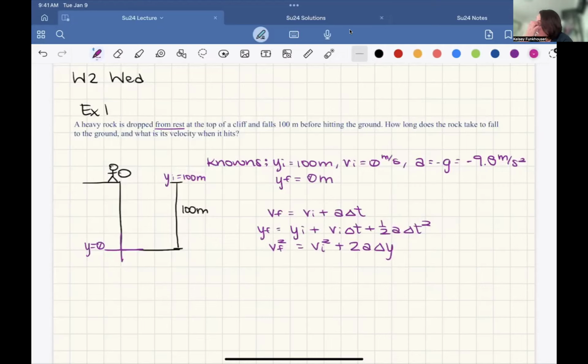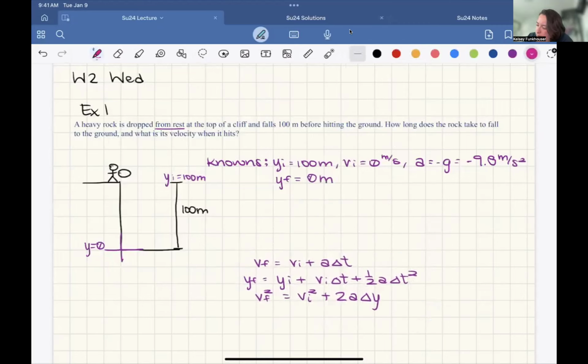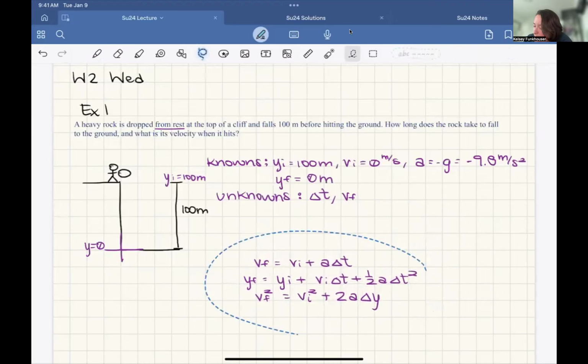So let's go through these and see what we know and what we don't know. Oh, I didn't even write our unknowns. I should probably do that first. Let's move the equations down. Unknowns. So we don't know the time interval here, and then we don't know the final velocity. And it looks like it's asking for both of those things.